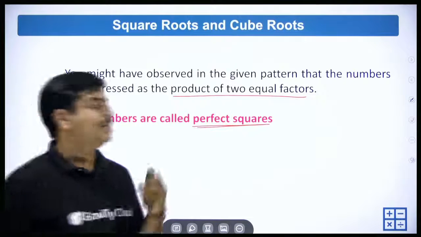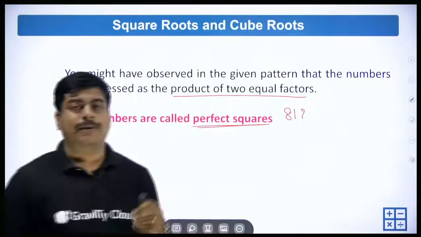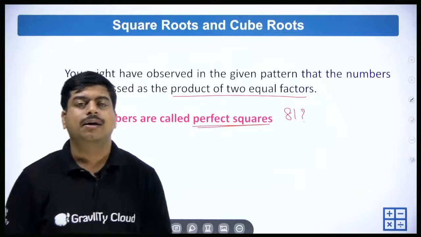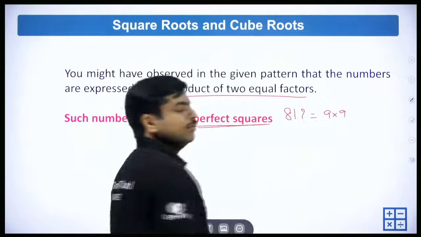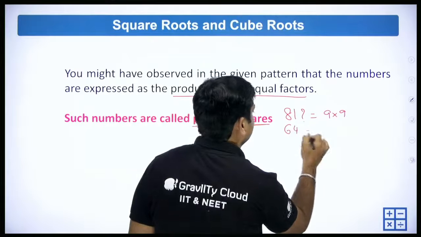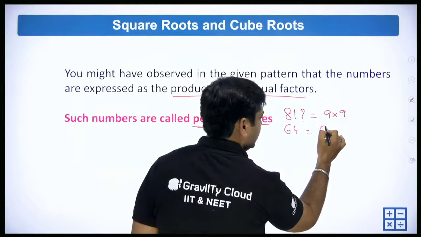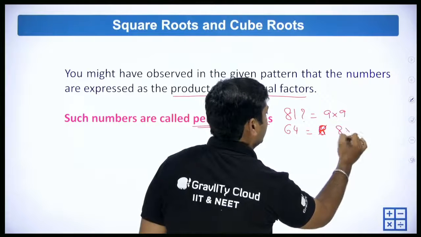So now tell me, is 81 a perfect square? Yes. Why? 81 can be written as 9 into 9, right? In the same way, I will go for 64. 64, is it 6 into 6? No, 8 into 8, okay? Let me write that properly. 64 is 8 into 8.